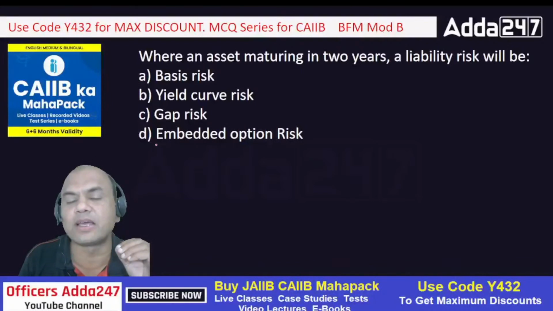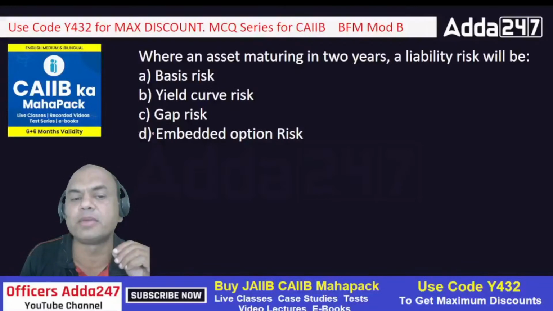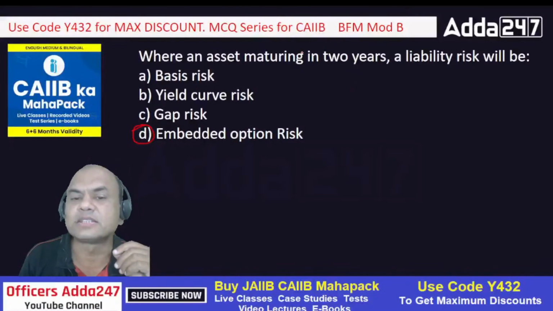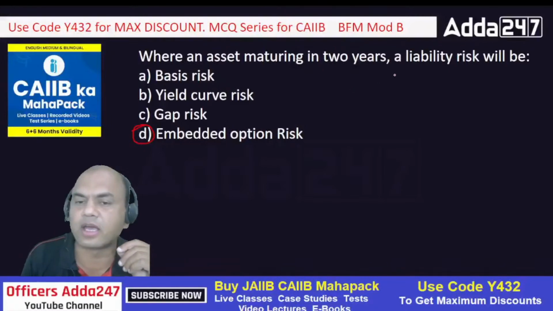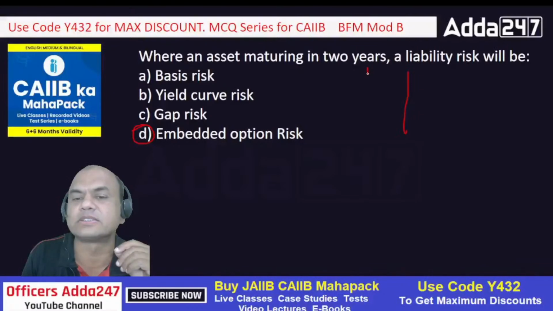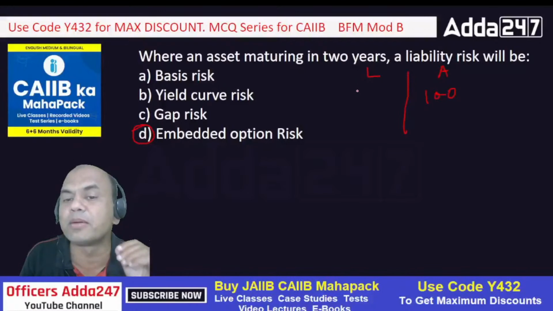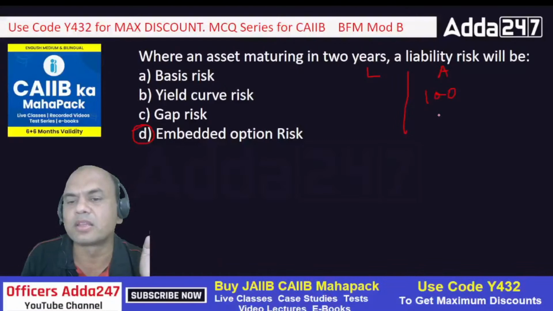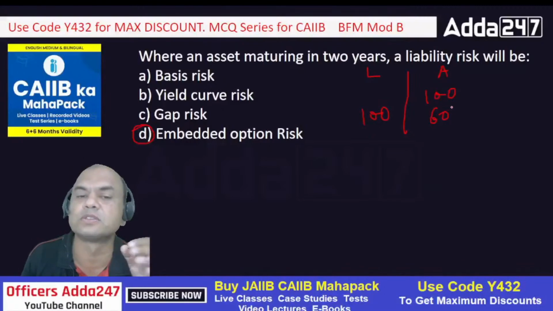Which is the main risk to any liabilities? Any liability, the main risk is embedded option risk. Correct? This is the main risk to any liability. Why? This asset guy, he will be paying me in 2 years, but for this liability person, I'll always have to match the liabilities with assets. If I give 100 rupees as loans, I will have to have at least 100 rupees. Actually, the rule is very different. The rule is generally 60 to 100, meaning if I have 100 rupees as deposits, then I can give 60 rupees as loans.